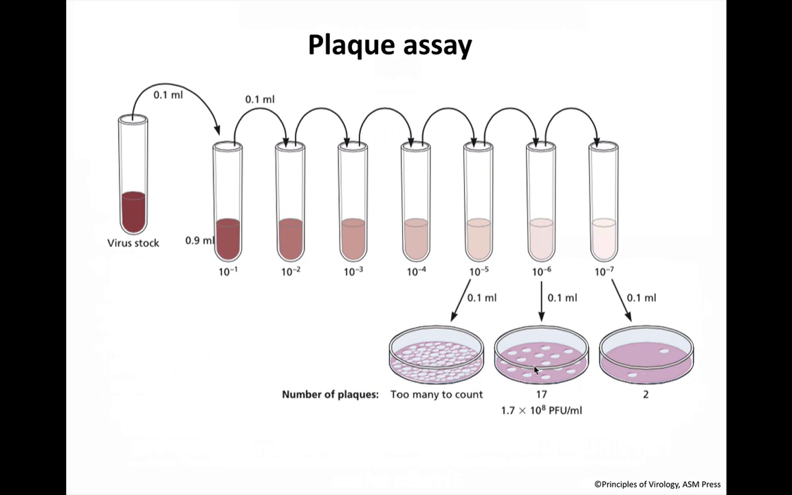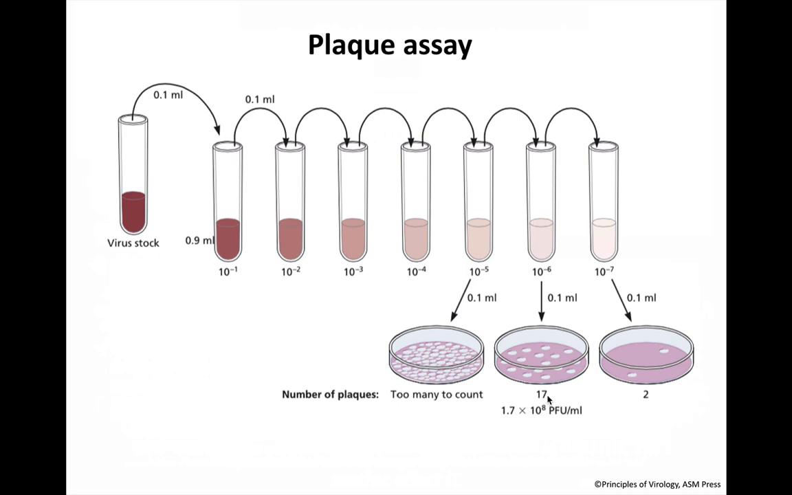So here, for example, we have too many plaques to count on the left. We have 17 in the middle, and then we have 2 here. And what you'd like to pick is a number between 10 and 100, which gives you a reliable count. From this, we can calculate the plaque titer.